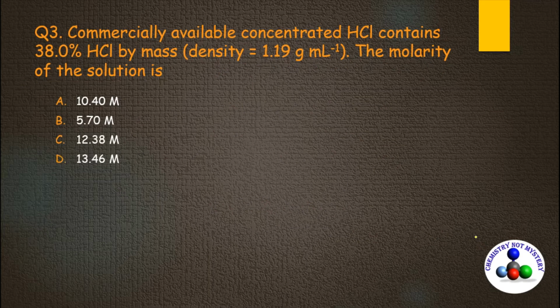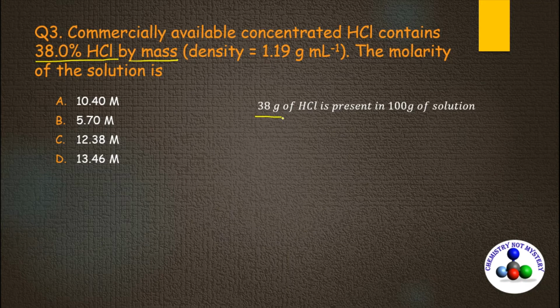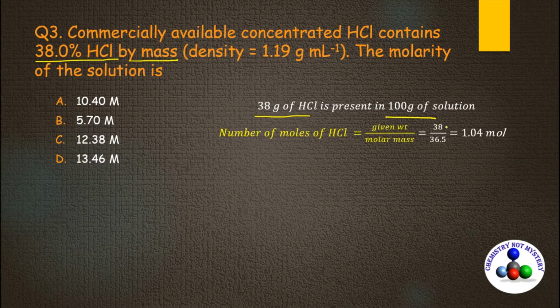Commercially available concentrated HCl contains 38% HCl by mass. The molarity of solution is. Here you cannot use the formula directly. So how do you solve such type of questions? Let's see. 38% HCl by mass means 38 grams of HCl is dissolved in 100 grams of solution. So now we have the given weight of HCl, 38 grams, and by dividing it by molar mass we can get the number of moles.